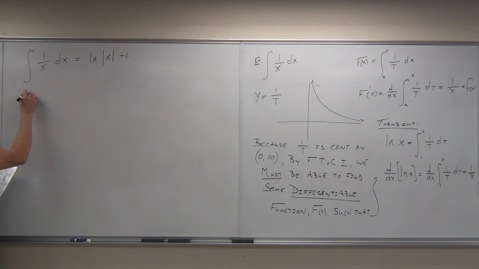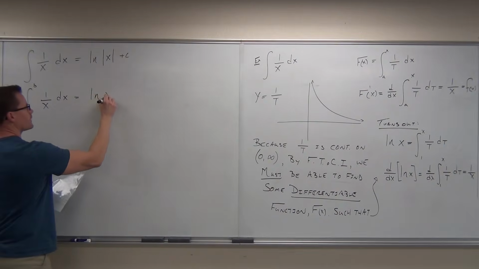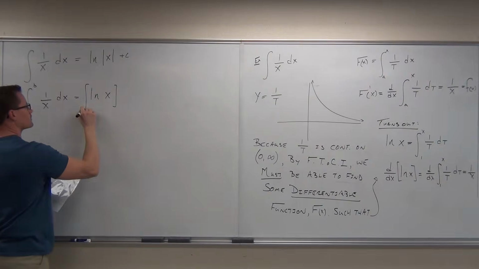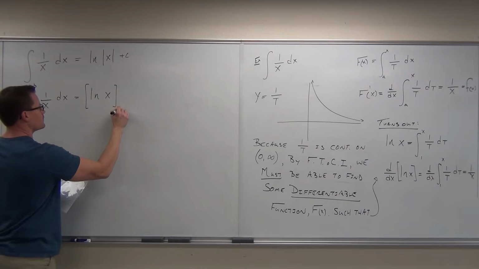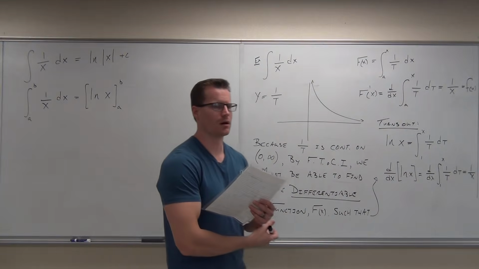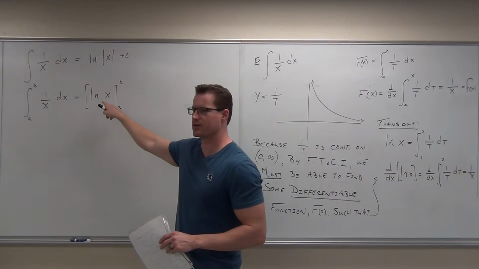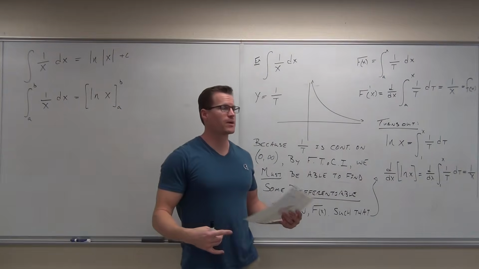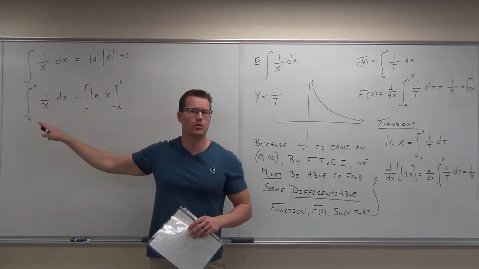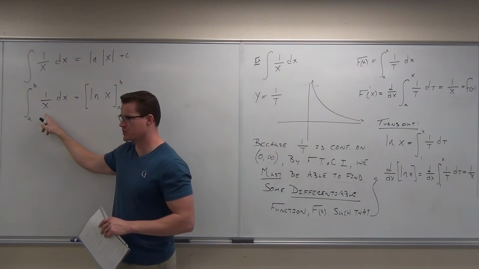If you have a definite integral, the same thing is true. We get ln x from a to b. If you're wondering, wait a minute, Mr. Leonard, I thought you said you had to have absolute value here. Check out what would have to happen for this to be an integrable function. You'd have to have something that doesn't go across 0. Do you see what I'm talking about?